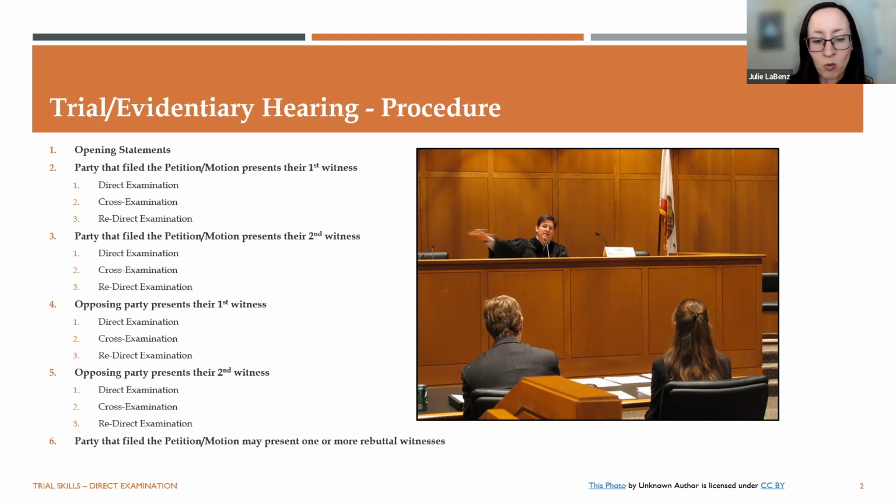Once the opposing party is done, the party that filed the petition or motion has a potential opportunity to present one or more witnesses on what's called rebuttal. Often there's not time for this, and it's optional. You don't have to call a rebuttal witness, but you could, and it could be you. You could be the one to go back to the stand. During rebuttal, you're really going to want to focus on rebutting anything that came up during the opposing party's case presentation. That's the purpose of rebuttal. And then finally, there's closing arguments if you have time.